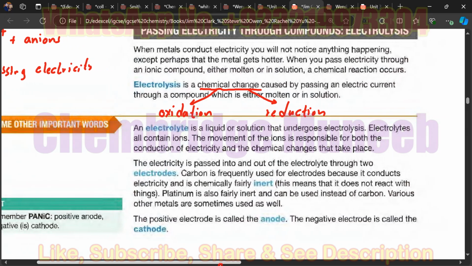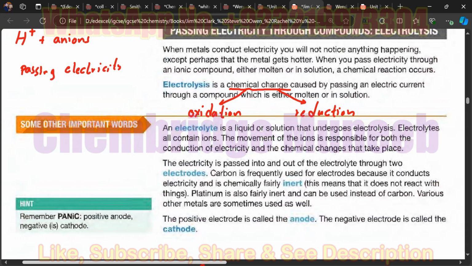Electrolysis is basically done on electrolytes. Electrolytes are compounds either in the liquid or solution form. Liquid here means molten, and solution means aqueous solution. An electrolyte is a compound, either molten or in aqueous solution form, that undergoes electrolysis.